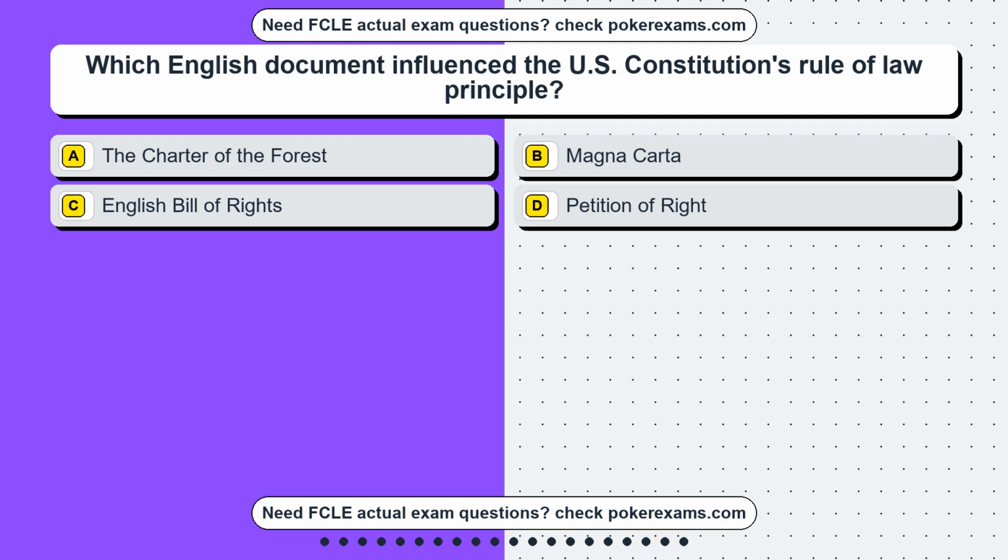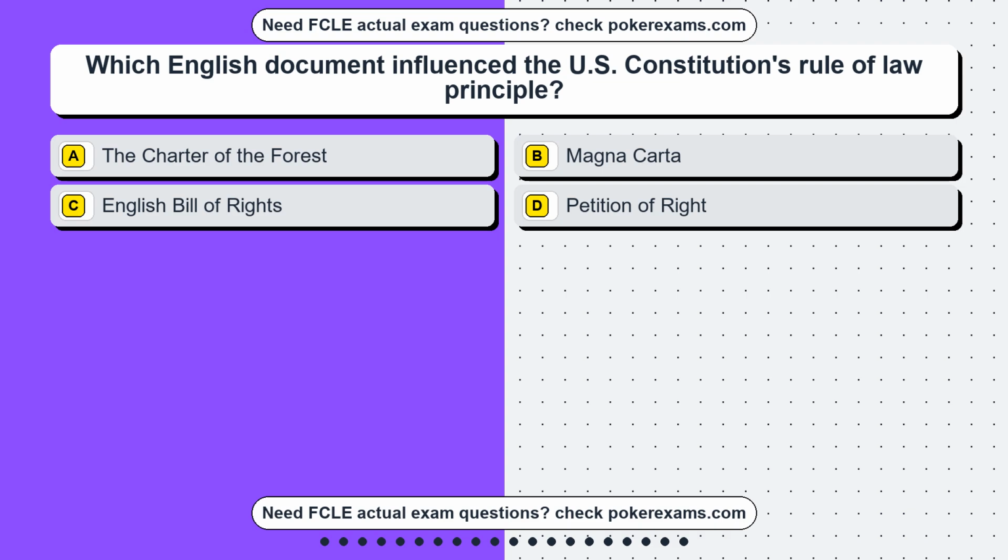Question 9. Which English document influenced the U.S. Constitution's rule of law principle? Option A. The Charter of the Forest. Option B. Magna Carta. Option C. English Bill of Rights. Option D. Petition of Right.